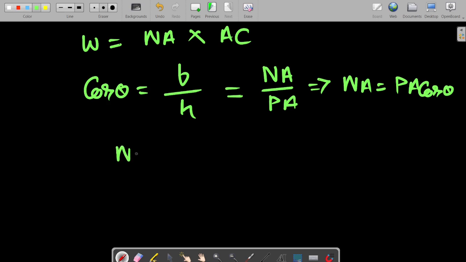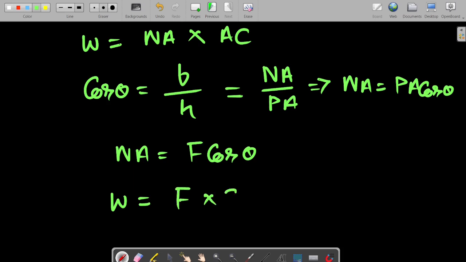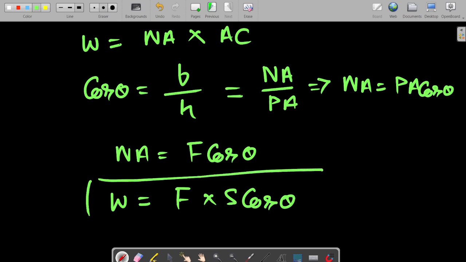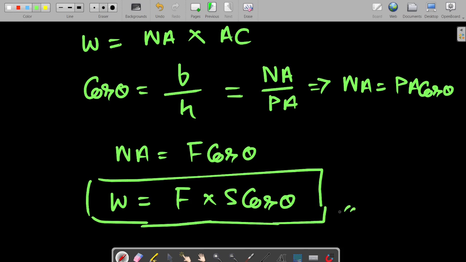Magnitude of F, so NA will become F cos theta. Okay, so our work will become F into S cos theta. So we have got the same expression for work in both the cases, that is W is equal to F into S cos theta. Now we will solve our today's problem.